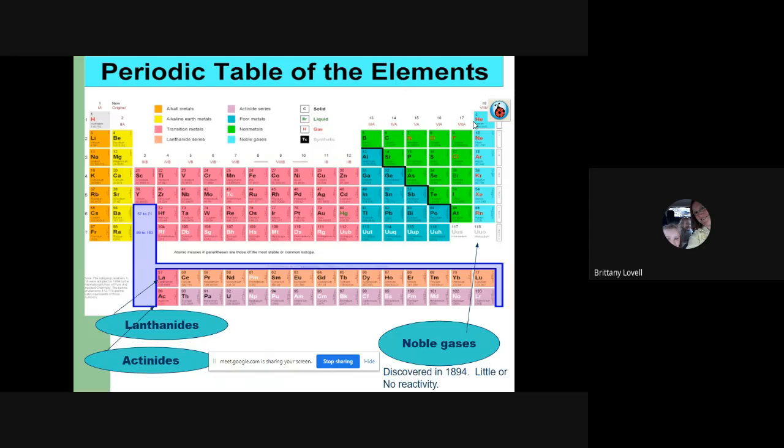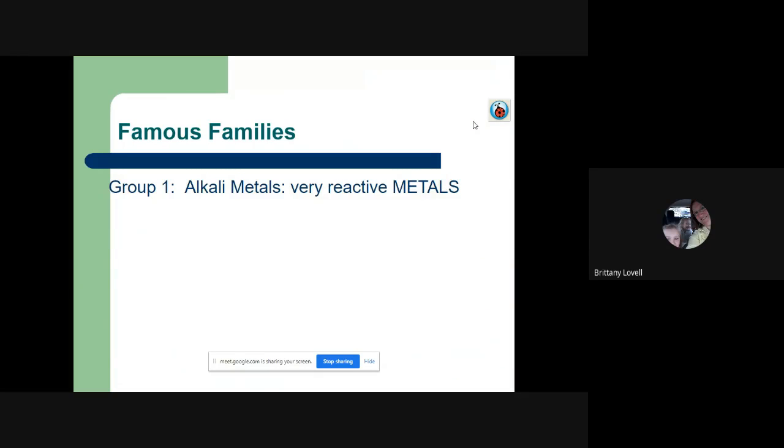Okay, so let's talk about the periodic table of the elements. We know this table. We looked at it for years, right? We've probably seen this at least the last couple of years. Okay, so let's talk about famous families. Oh, sorry, let's go back.